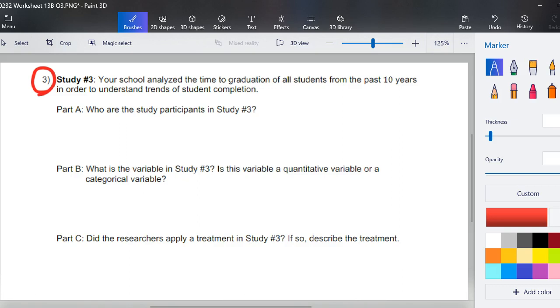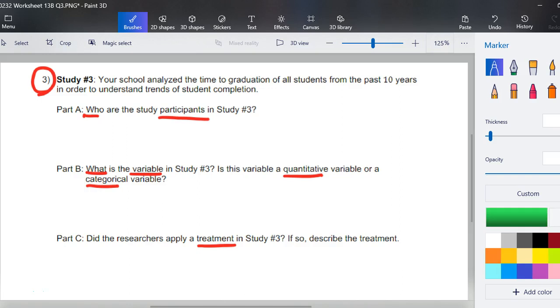So on study number 3, again, they want to know who are the participants. What is the variable? Is the variable quantitative or categorical? And was a treatment applied? Well, if this is observational, we already know that the answer is no, but let's read it to be sure.